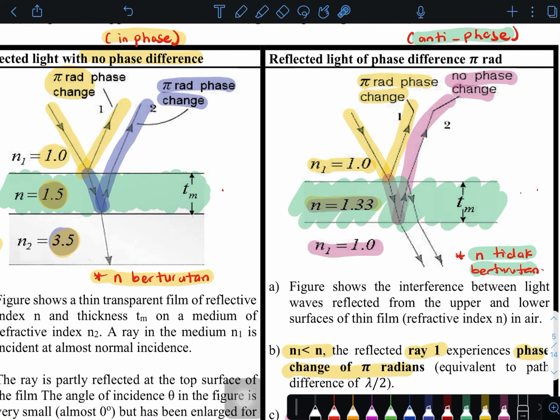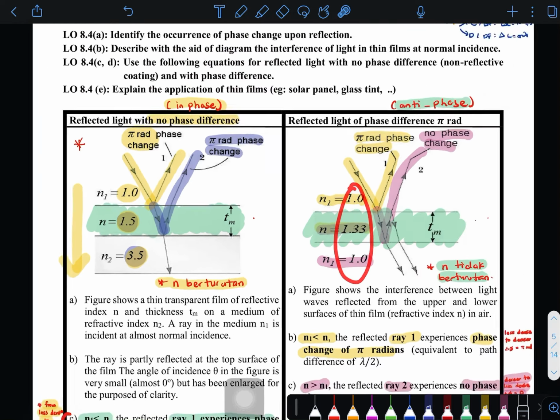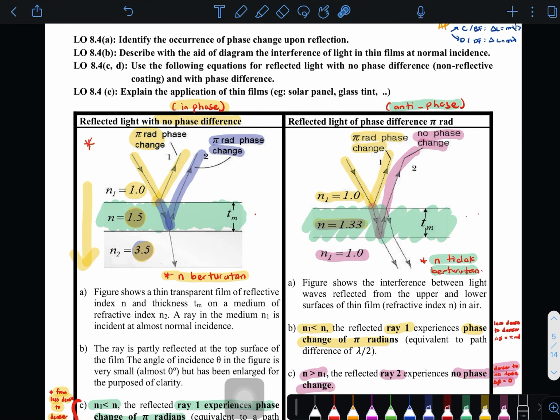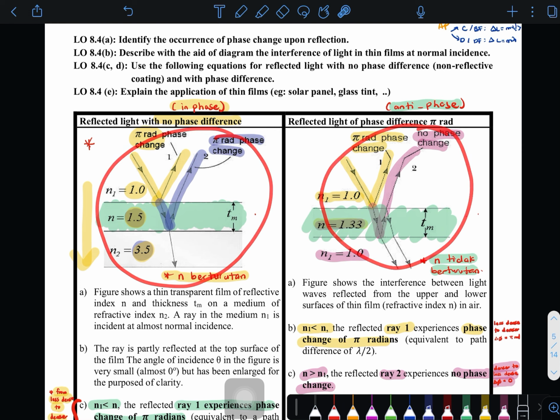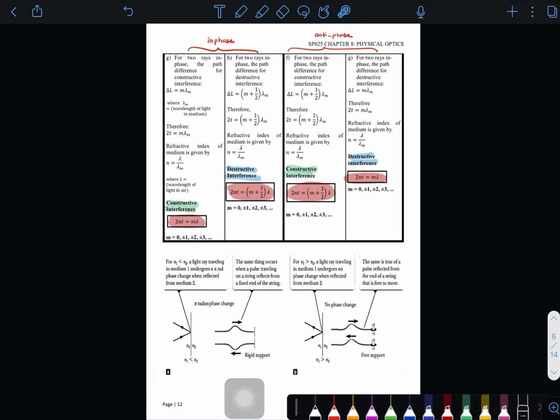So kalau macam tadi, number of N dia 1, 1.5, 3.5. But this one, 1, 1.33, dia akan pergi 1 balik. So dia tak berturutan. So kalau dia tak berturutan, dia always anti-phase. Okay, this is how we want to identify is either kita punya light are in phase or anti-phase. Okay, so it's for the explanation.